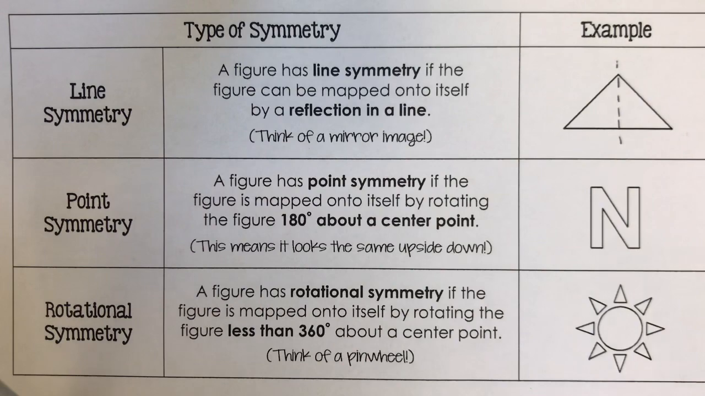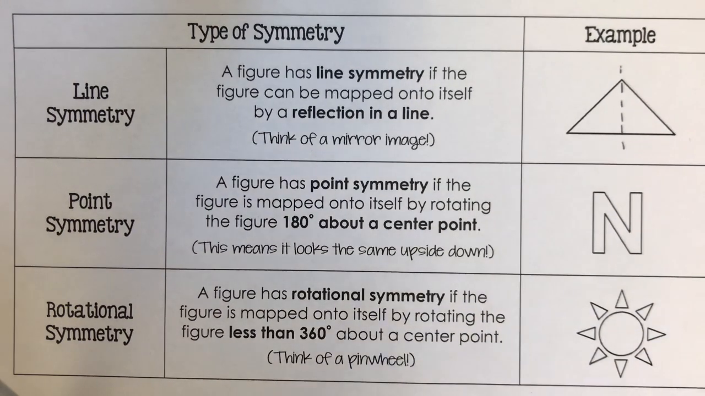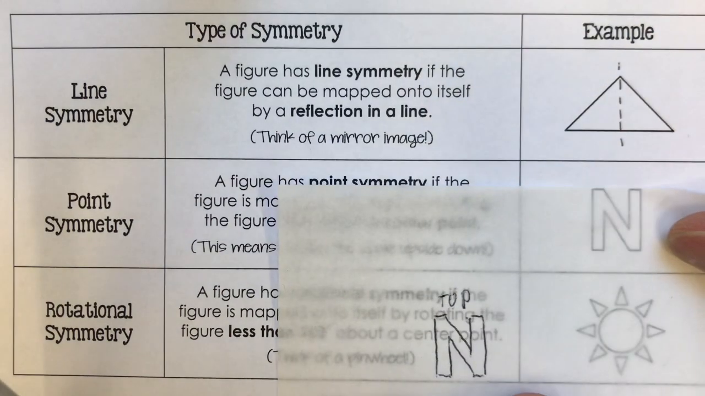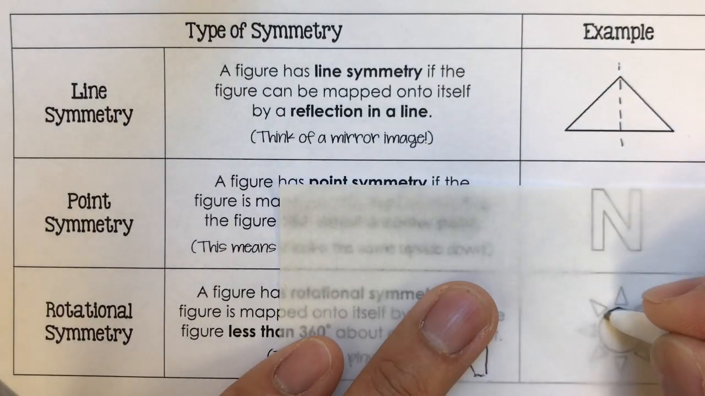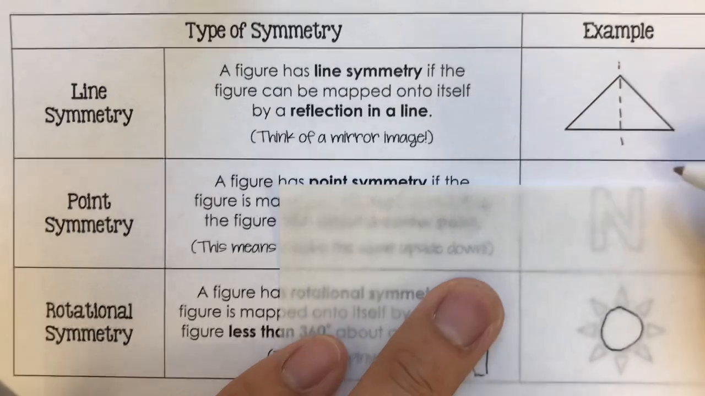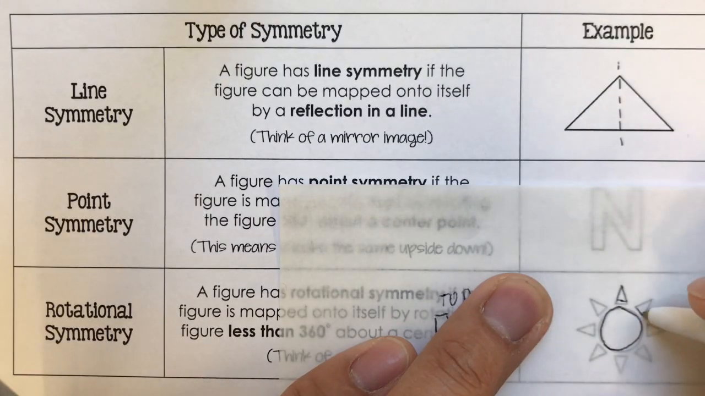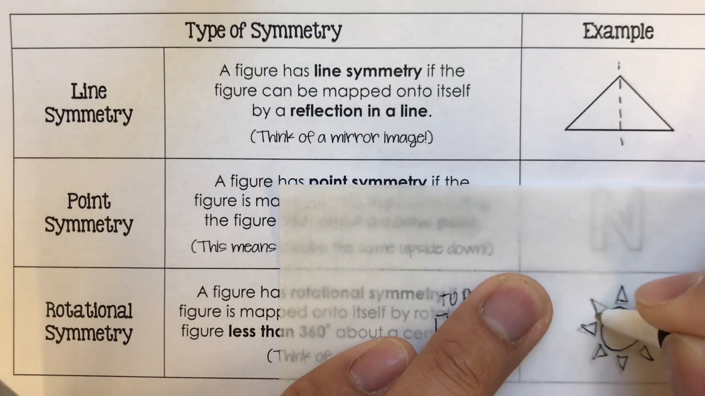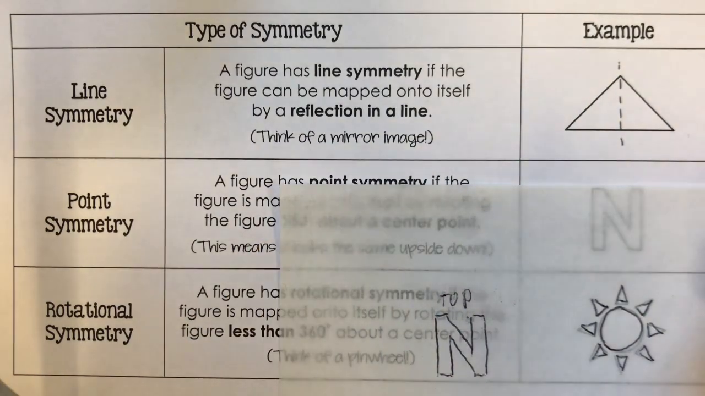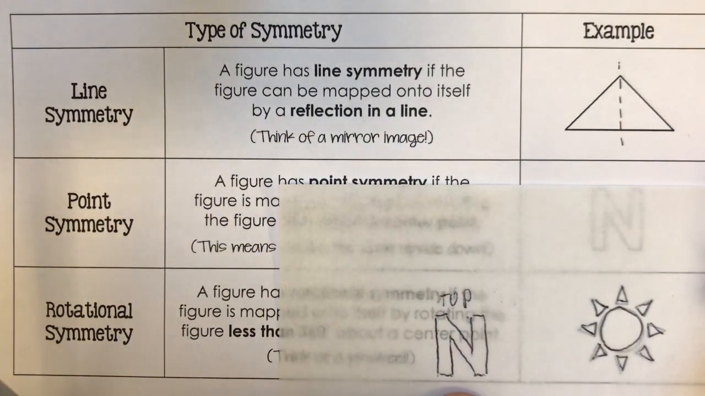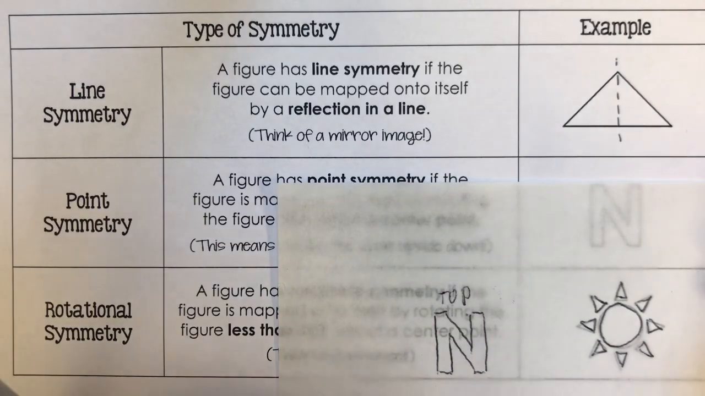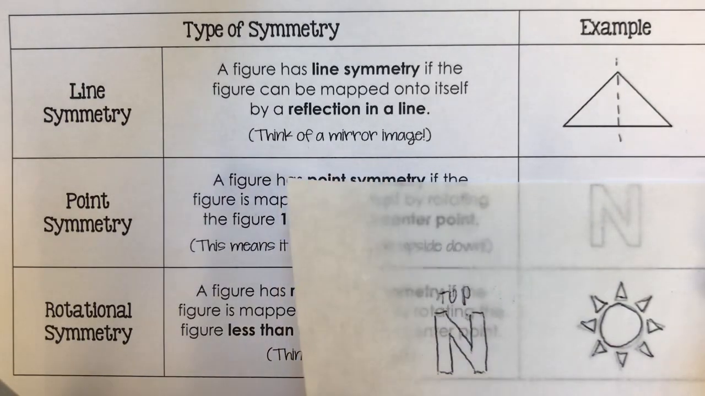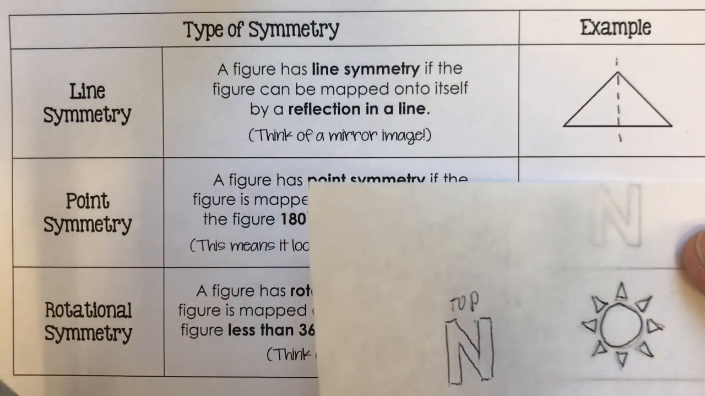And then the last type is rotational symmetry. If we look at the sun here, again, I'm going to copy this. It's not the best. But with rotational symmetry, when I rotate it, it is going to map onto itself or look like the original if I rotate it less than 360 degrees.